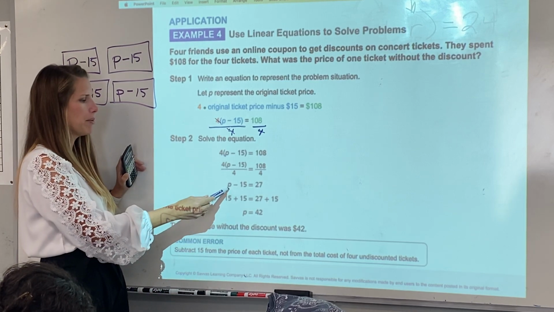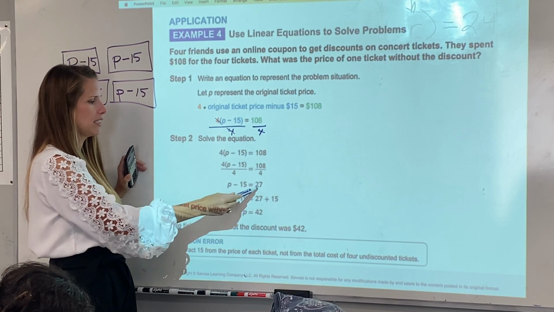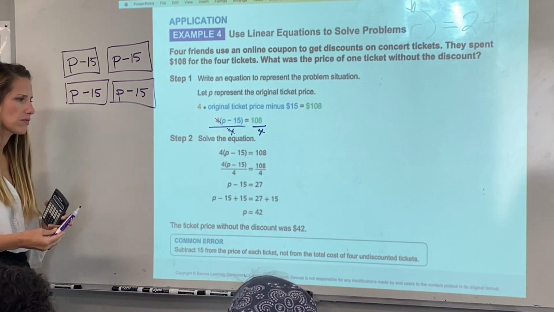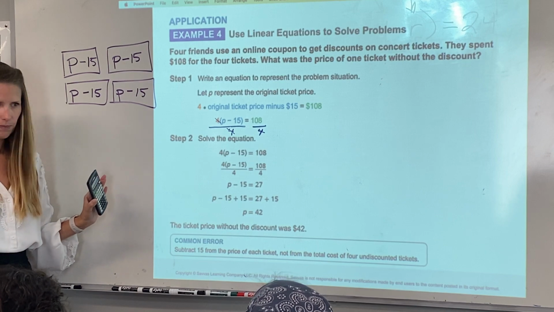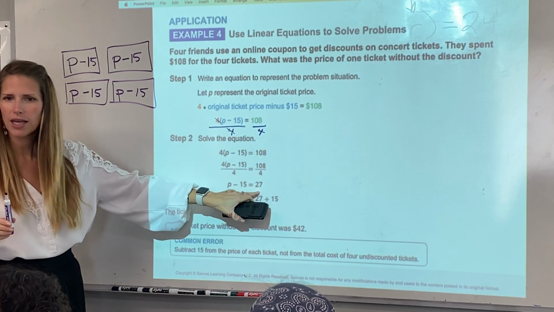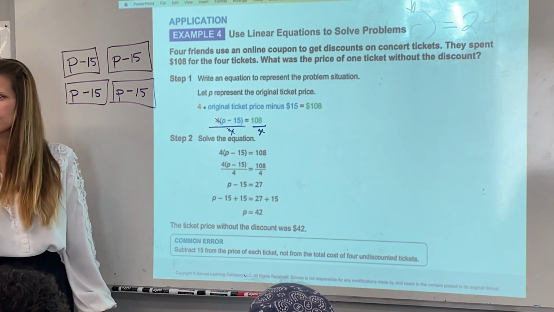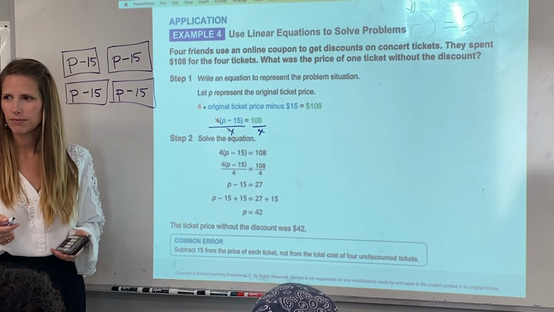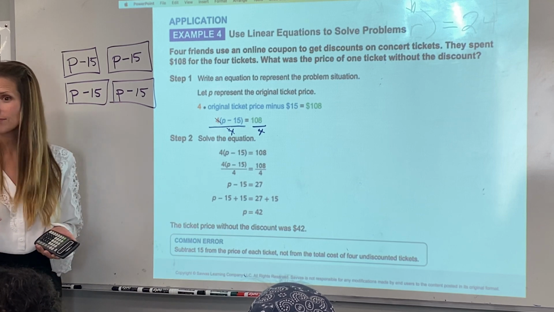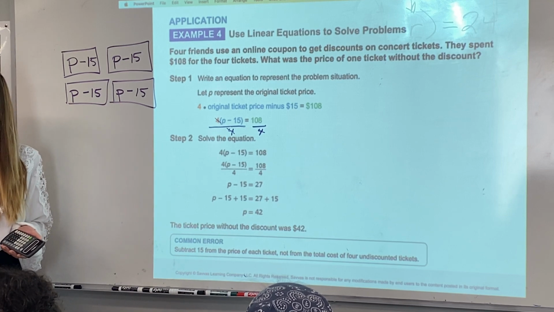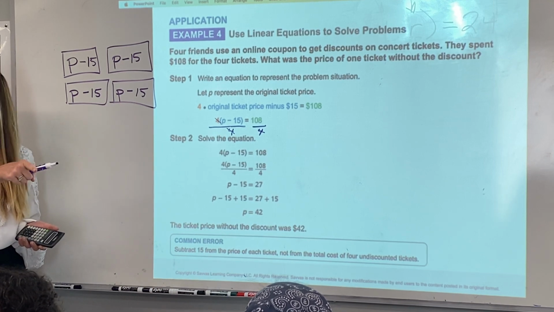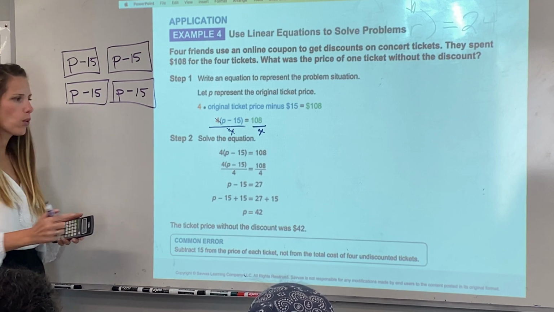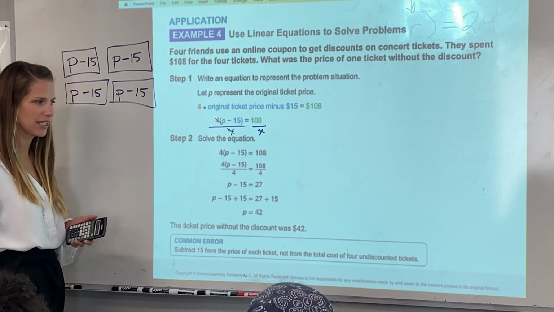We have the price minus 15 is 27. Just out of curiosity, what does 27 represent? There's no X. What does 27 represent? The price of which tickets? The discounted tickets, very good. 27 represents the discounted tickets.